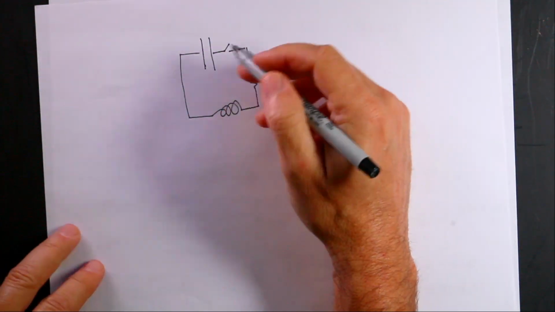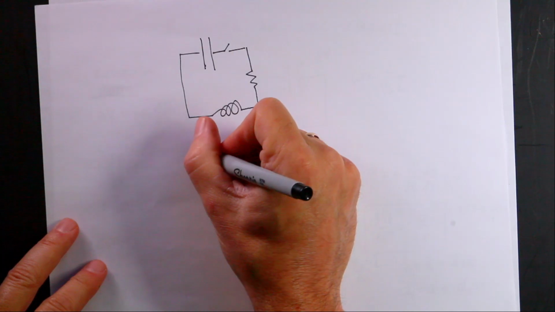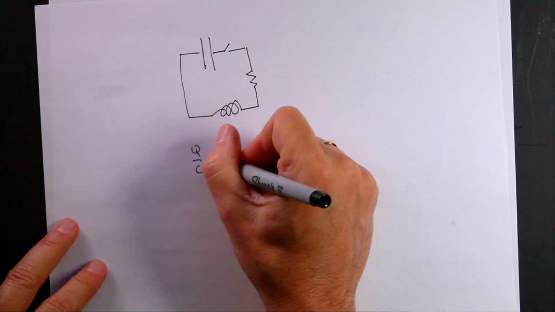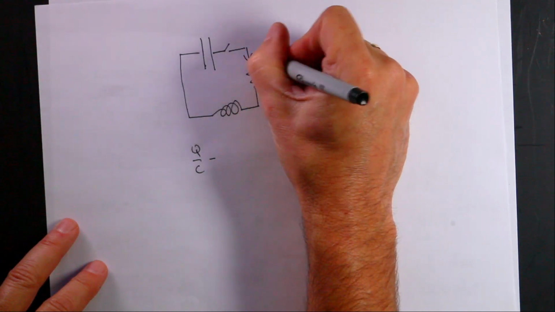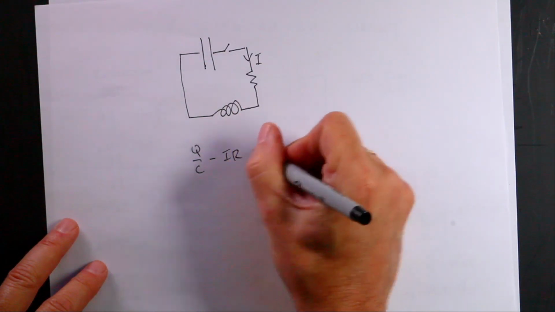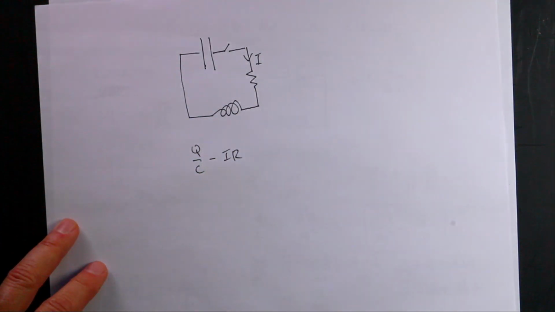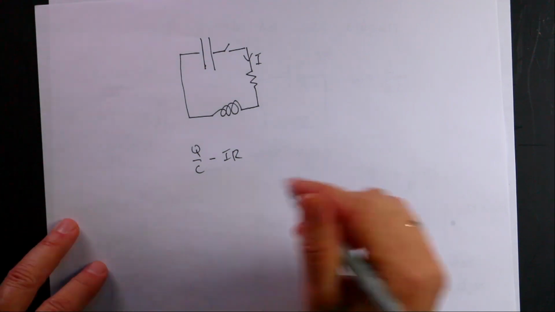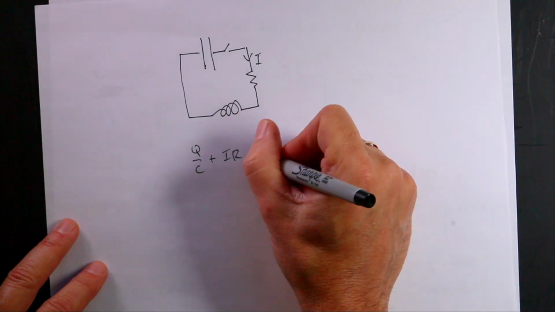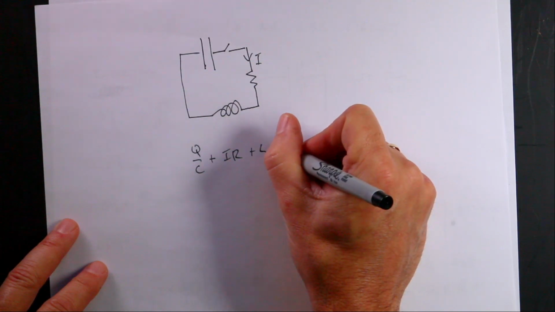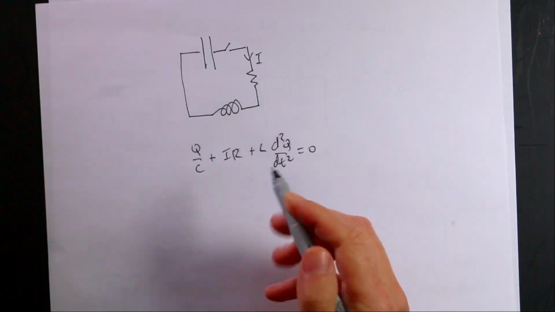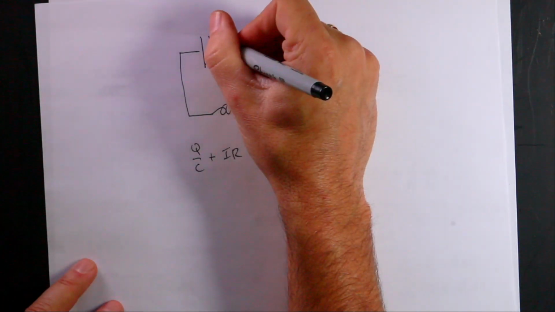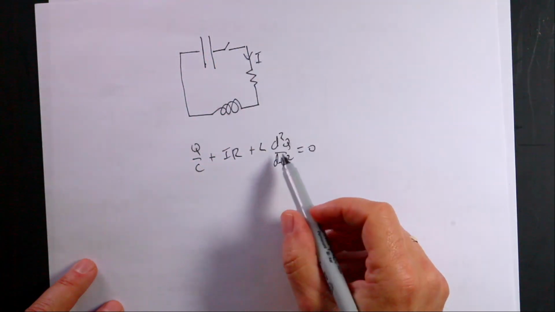So if I do the loop rule again, I'm going to get Q over C minus, now I have this as I, minus IR, and it is plus, let's see, I keep making dumb mistakes. Actually, I have plus L second derivative of Q with respect to T equals 0. I'm not sure why that's plus. Q, I think, okay, here's the problem.